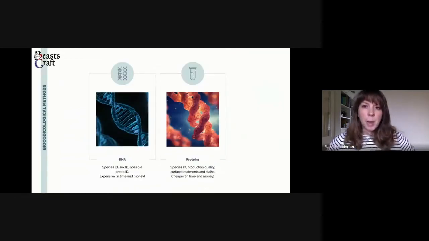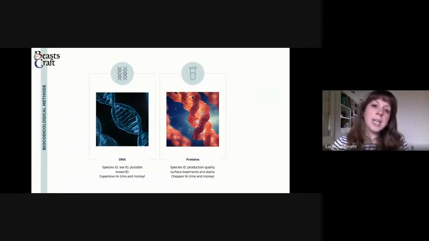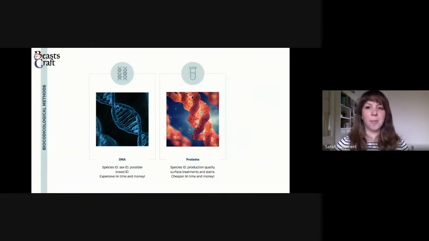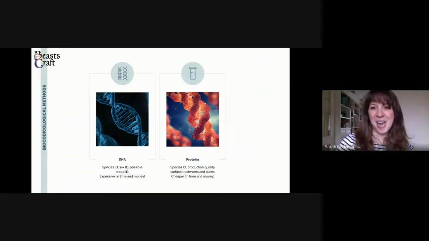Now, of those two aspects we will be exploring here, one is genetic analysis and the second is proteomic analysis. The obvious first choice when people think of biological analyses is genetic testing. DNA is something that most people have heard of and have an understanding of. So often when we're approached to carry out a biocodicological analysis, the first question that tends to crop up is, can you do the DNA?